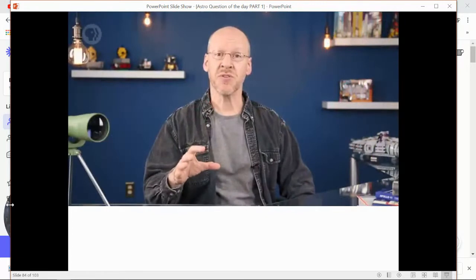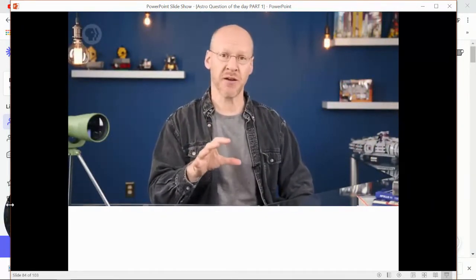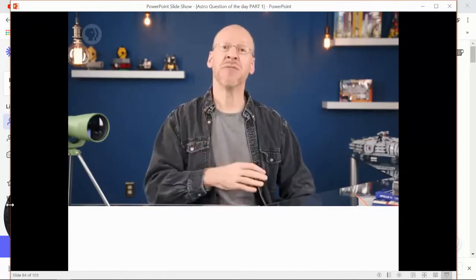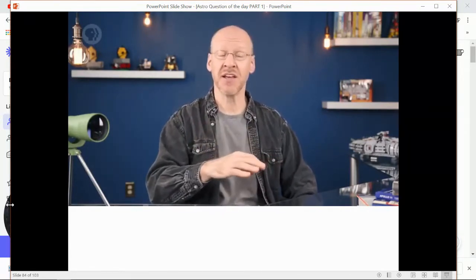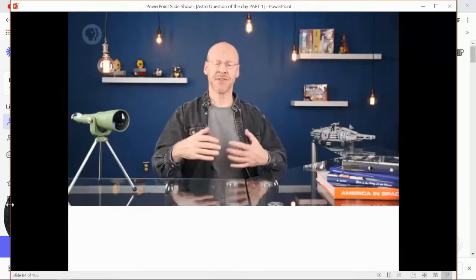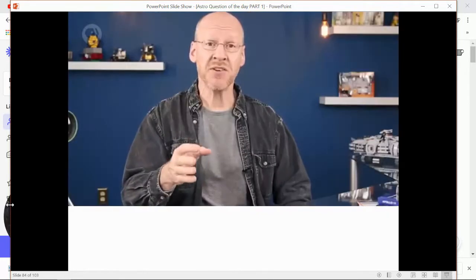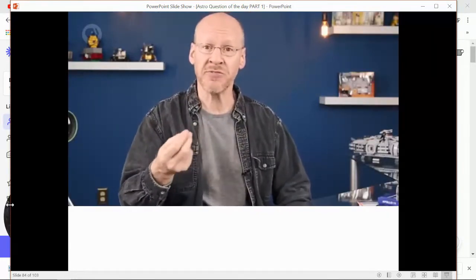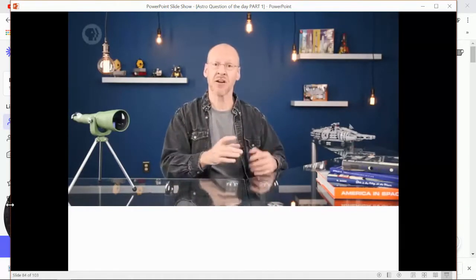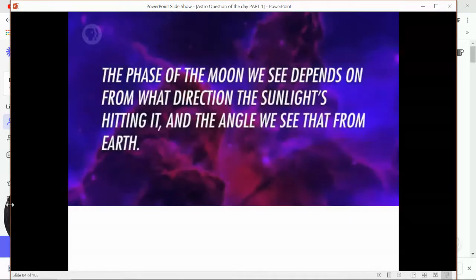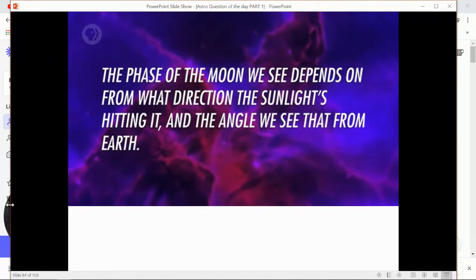If you're facing the moon with the sun behind you, you're seeing the half of the moon that is fully illuminated by sunlight, and it looks full. If you're off to the side, you see half of the lit side and half of the dark side, and we say the moon is half full. If the sun is on the other side of the moon, you're looking at the unlit half, and it looks dark. Now, mind you, I haven't moved anything except our point of view here. So at all times, the moon is always half lit and half dark. Remember that. The phase of the moon we see depends on the direction the sunlight is hitting it and the angle we see that from Earth.